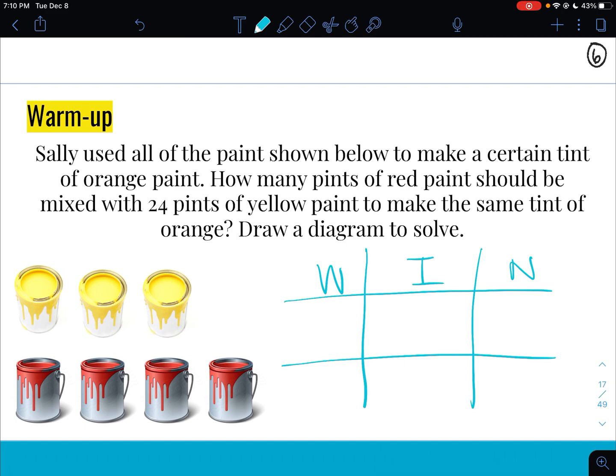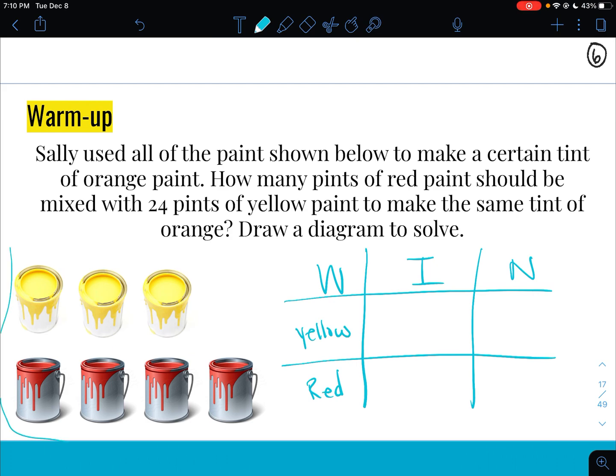Okay, so it says that Sally used all of the paint shown below to make a certain tint of orange paint. How many pints of red paint should be mixed with 24 pints of yellow paint to make the same tint of orange? And we're going to use the hashtag to solve the problem. So we know that there is yellow and red paint being used. Those are going to be our words. So the information that we know.